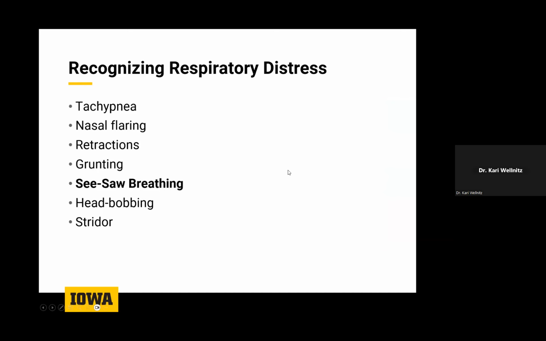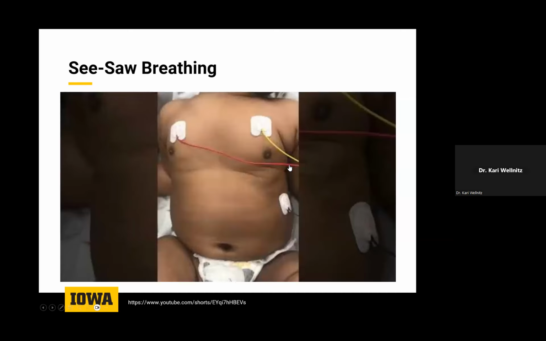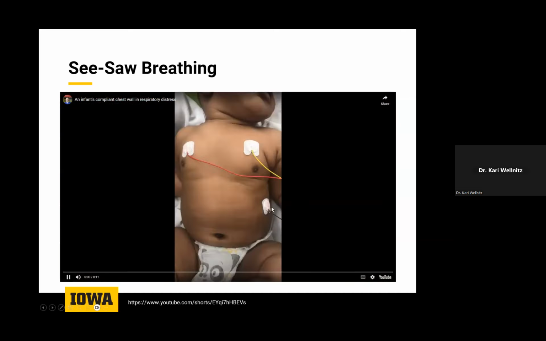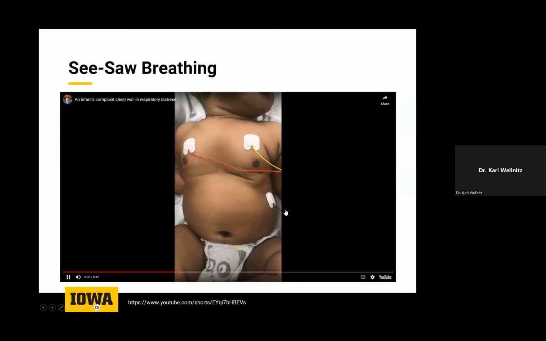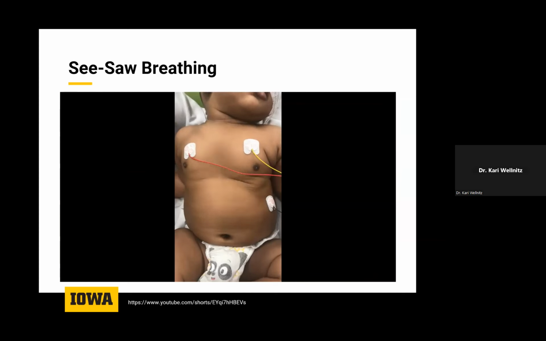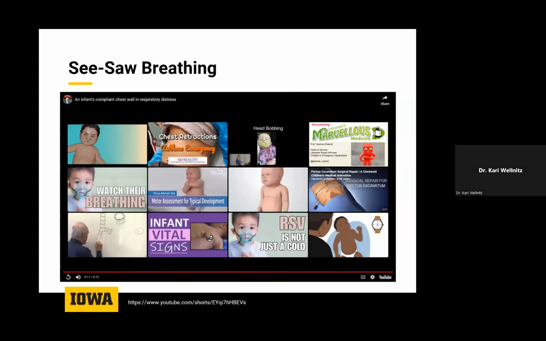Let's move on to seesaw breathing. In seesaw breathing, a child is using abdominal muscles to forcibly exhale. It's something that you'll often see with lower airway obstruction, and you may find it in children that have bronchiolitis and asthma.